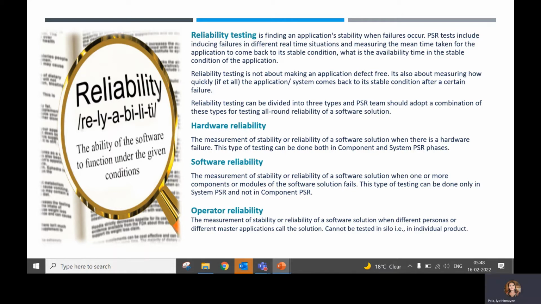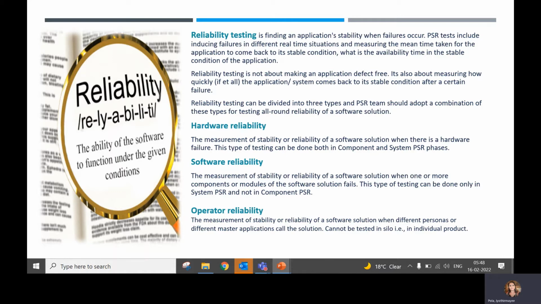These are the different types of tests you can do within the component phase as well. When it comes to system PSR, I'll be explaining it in my further videos, what are the different types of hardware reliability tests we can do. Let's move on. Software reliability, as the name suggests, is when the software fails while the other caveats are actually constant. This too can be done both at component PSR as well as system PSR levels.